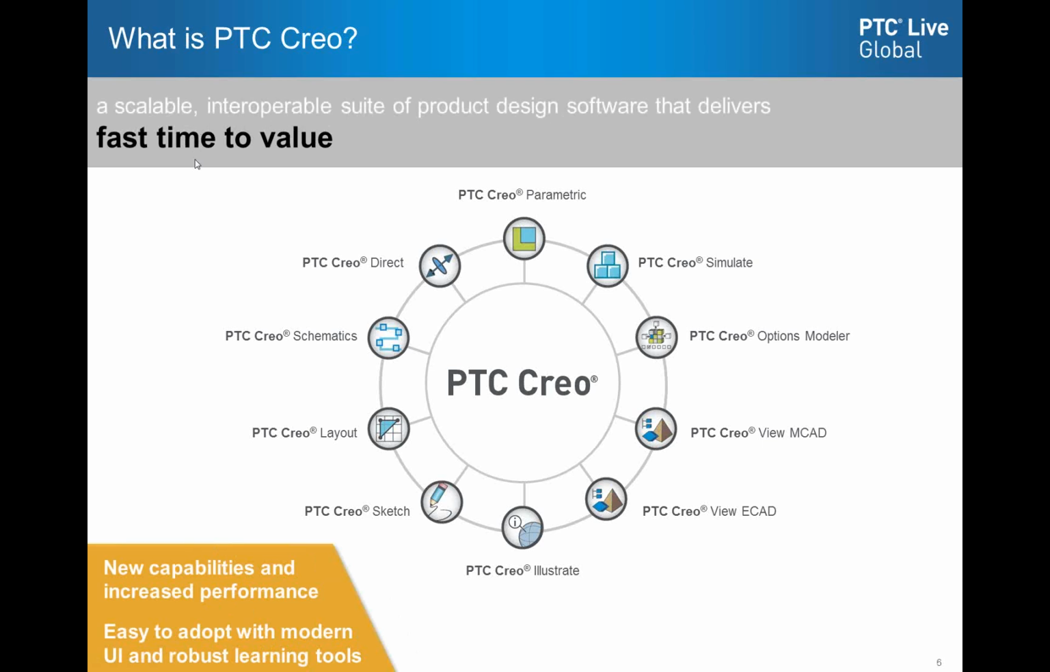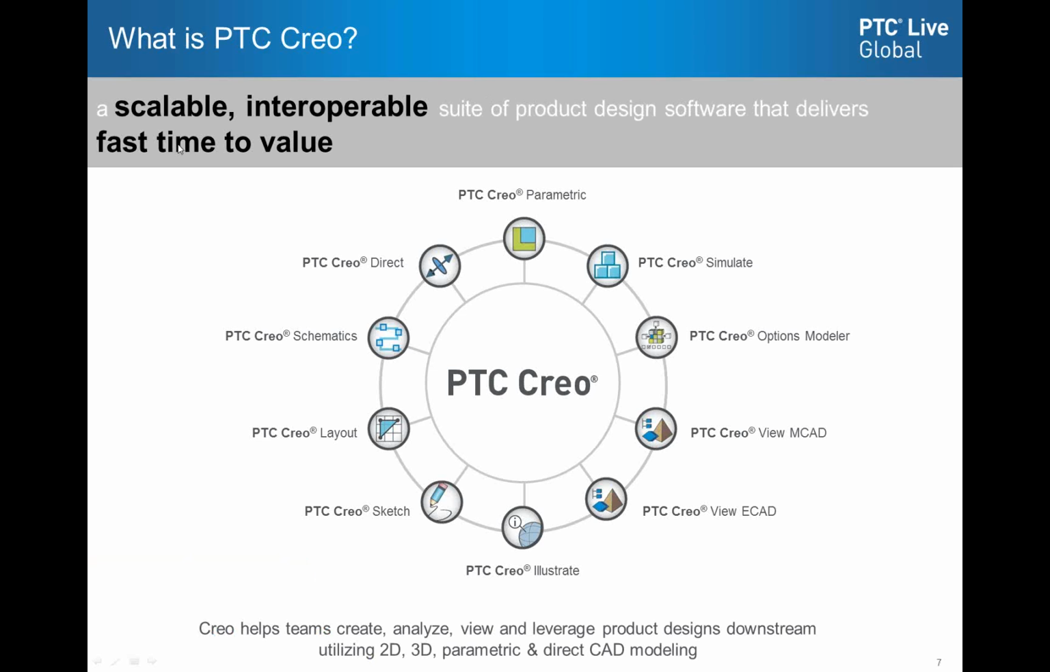And the final point of Creo is that it offers faster time to value. We've introduced a lot of new capabilities in Creo 2. We've improved and increased the performance of Creo 2. We've standardized and improved the user experience to make it far faster and easier to work with to improve your overall productivity. So overall, it's a scalable, interoperable suite of product design software that delivers fast time to value. Whether it be that you're working in 2D, in 3D, whether you want to do analysis, or whether you want to work in parametric versus direct type workflows.